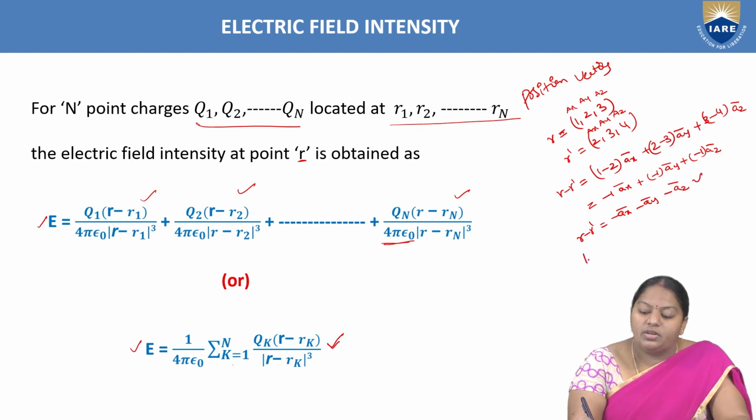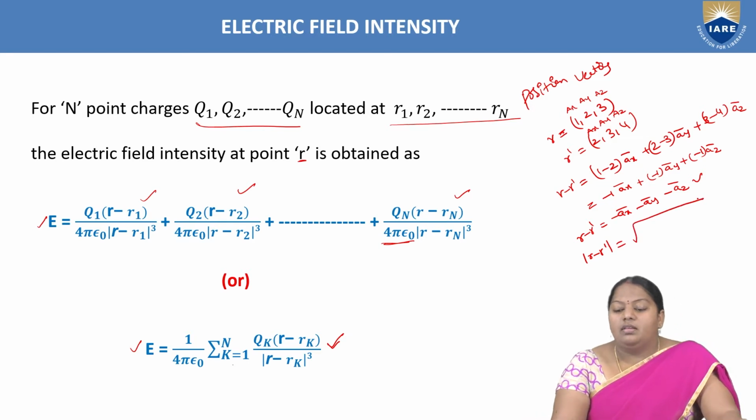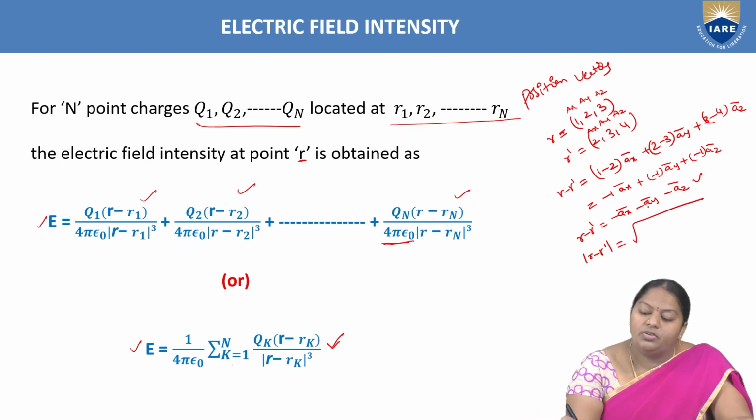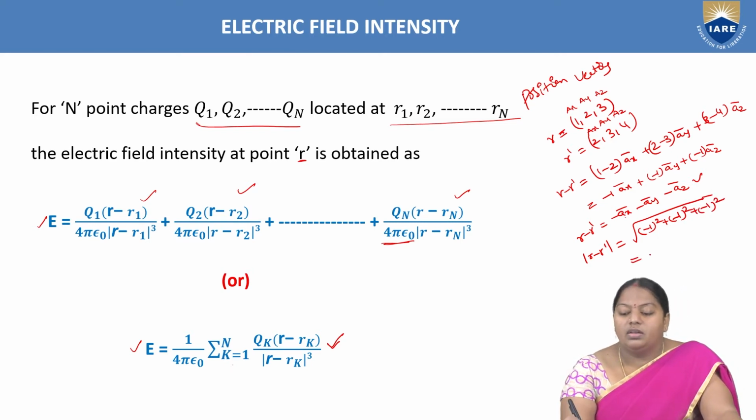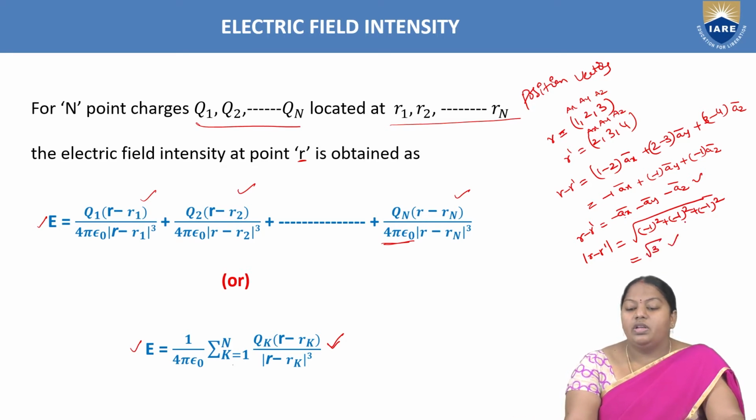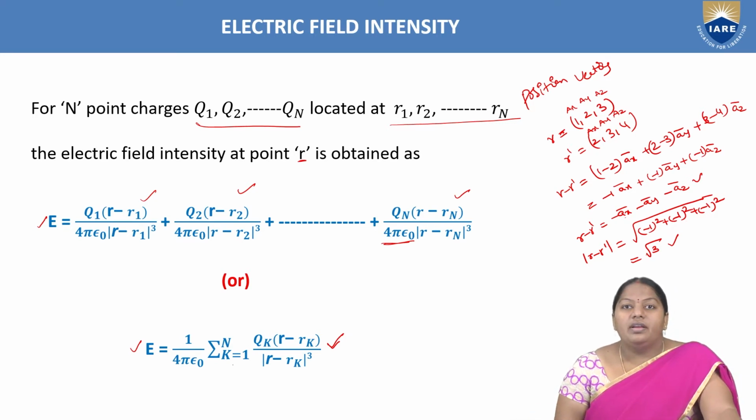Then if you find its magnitude, modulus of r minus r dash equals what? The components are minus 1, minus 1, minus 1. So the magnitude is the square root of (minus 1) square plus (minus 1) square plus (minus 1) square. Minus 1 square is 1, here also 1, then 1, so it becomes root 3. Like this, we can find the distance between any two vectors. So this is about electric field intensity.